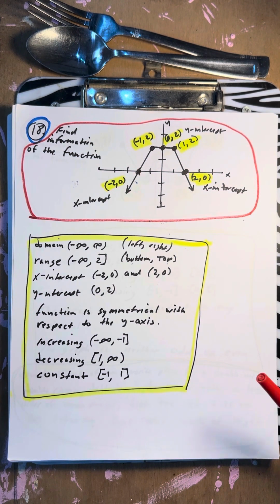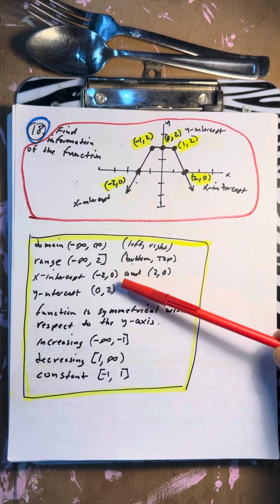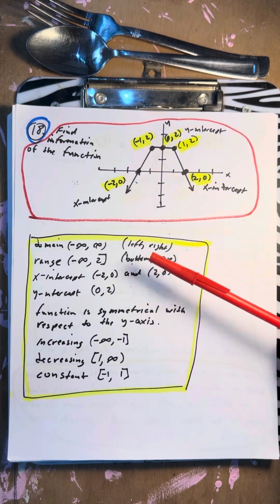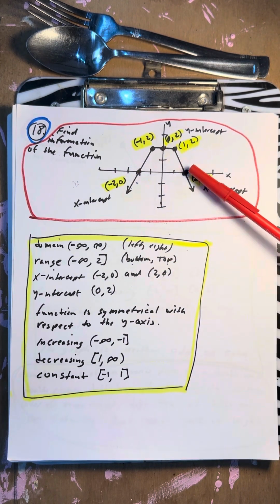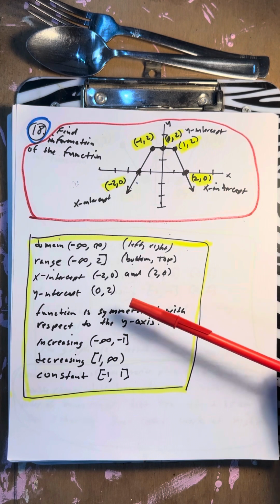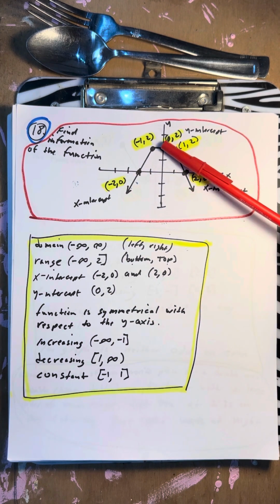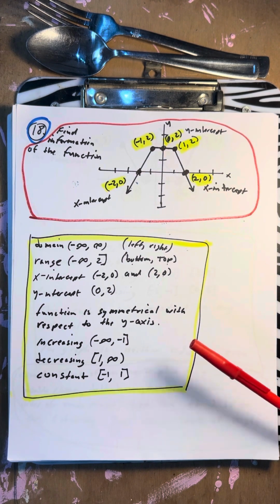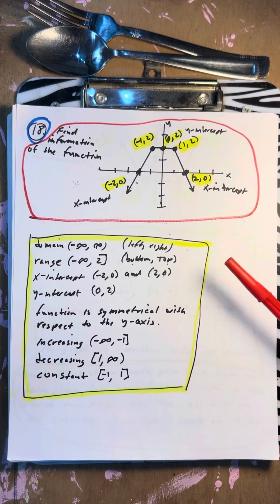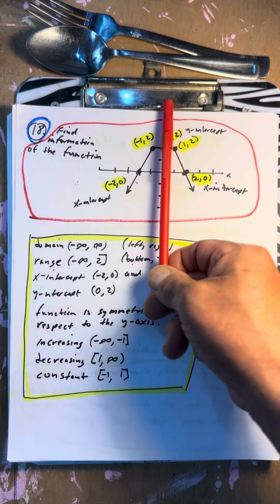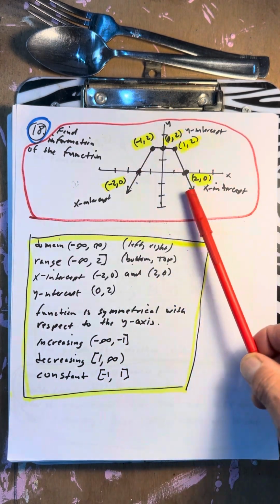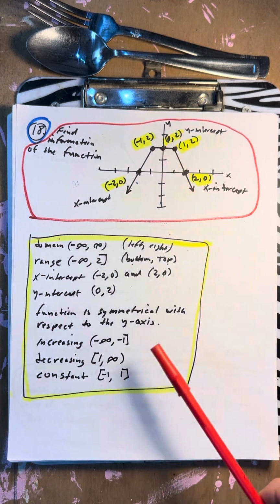All right. X-intercepts. They have 2 of them. Negative 2, 0 right here and 2, 0 right there. These are the x-intercepts. Y-intercept, 0 and up 2 spaces. There it is right there. The function is symmetrical with respect to the y-axis. Here's the y-axis. You can see half of it is over here, the other half is over there. Symmetric? Yes, about the y-axis.